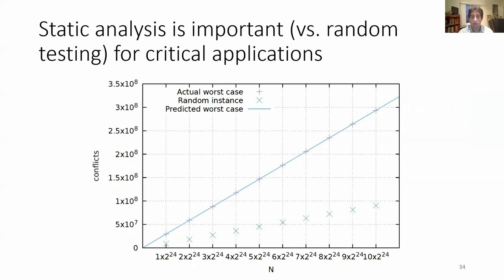This situation for a random instance is shown with the green x's in this chart. A worst case instance, though, results in considerably more bank conflicts, as shown by our predicted worst case and the purple x's, which are actual runs with worst case inputs. This also shows the importance of static analysis rather than just random testing.